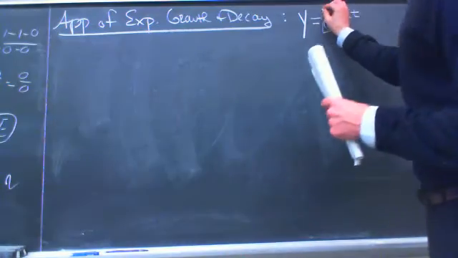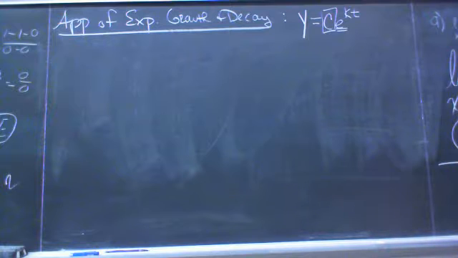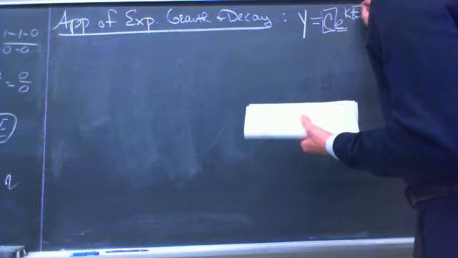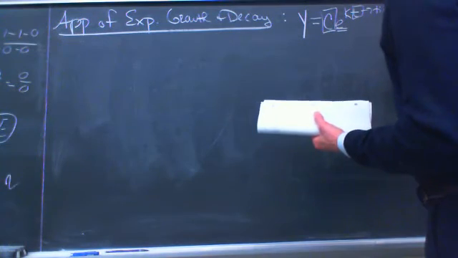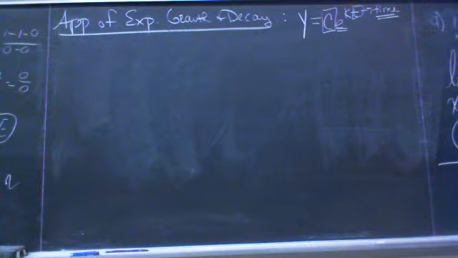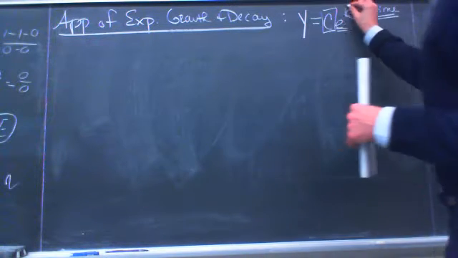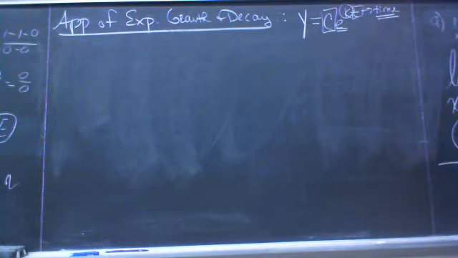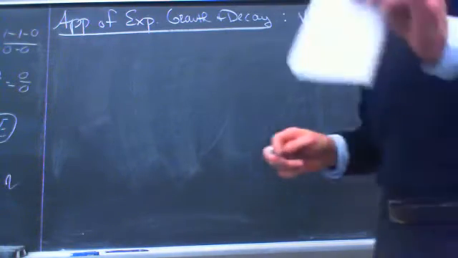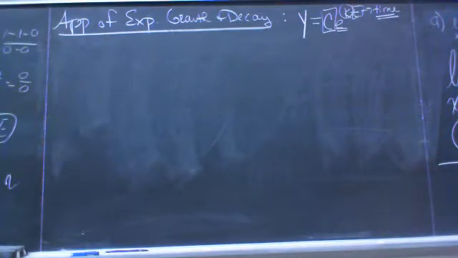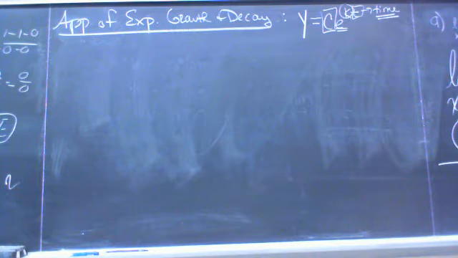C is just a constant. It's a number in front, like 3, 5, 1,000, whatever. T will stand for time. That will be like our x value. And time will be in whatever the context of the problem is, preferably years. And k is another constant, but the value of k is going to determine whether it's a growth or a decay.